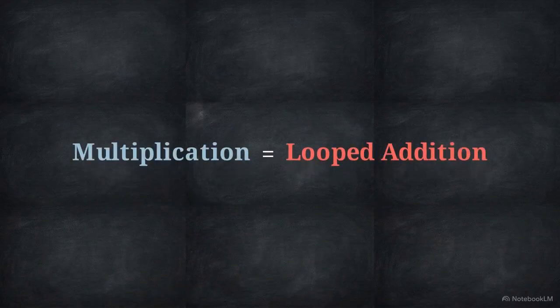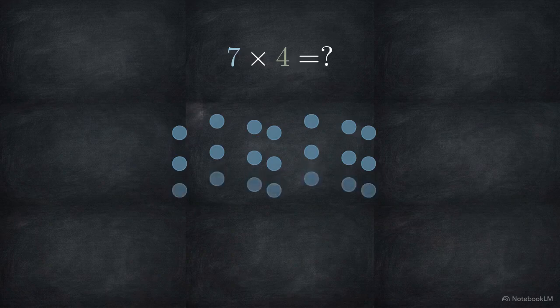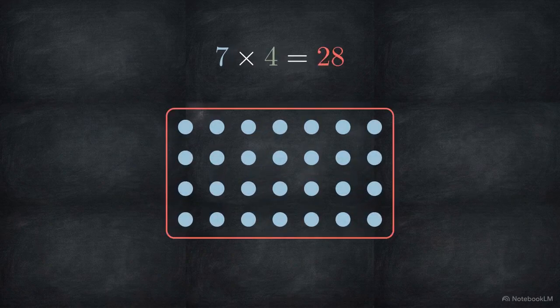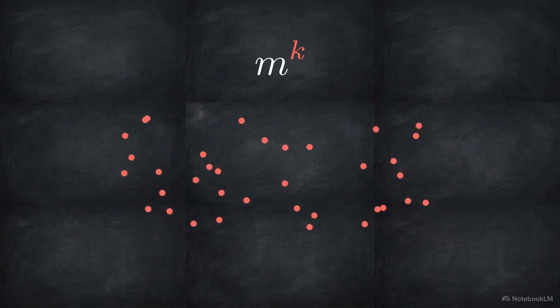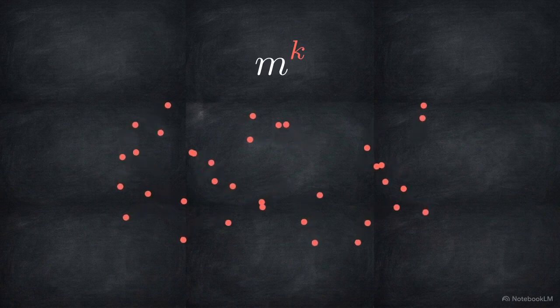Multiplication is defined as looped addition. To multiply 7 by 4, we take an initial cluster of 7 and generate 4 identical copies, merging them into a single array of 28. Because integers have signs, the resulting product follows a specific rule. An even number of negative signs makes a positive, while an odd number makes a negative.